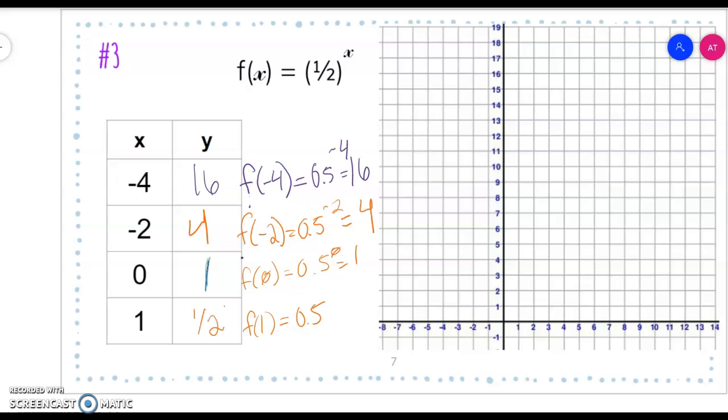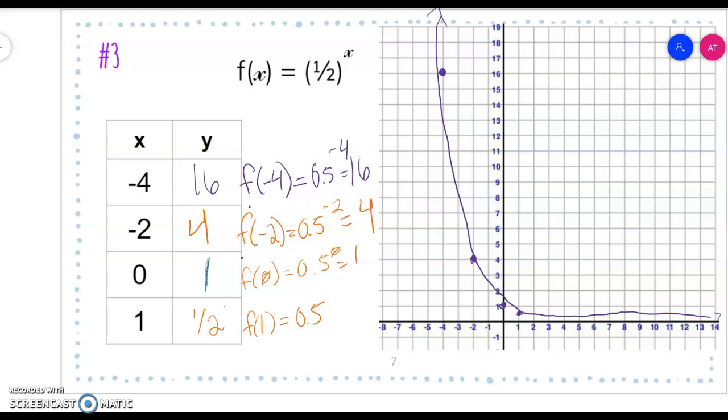Wow. So now let's graph it. So -4 and positive 16. And then I have -2 and 4. What kind of graph is this? Is this growth or decay? It's decay. It's going down. And remember, it's never going to hit the x-axis ever. It'll get super duper small, but it'll never hit it.